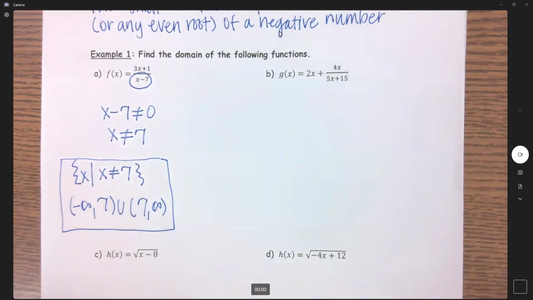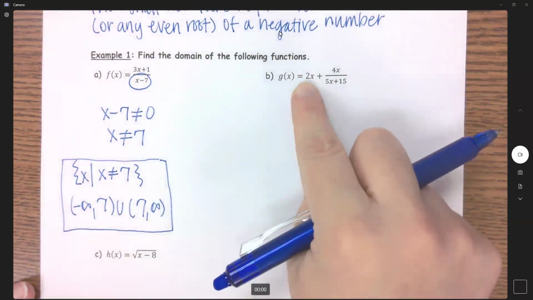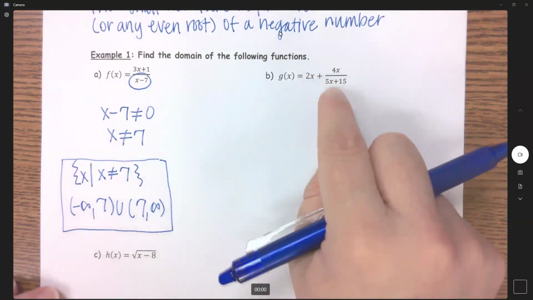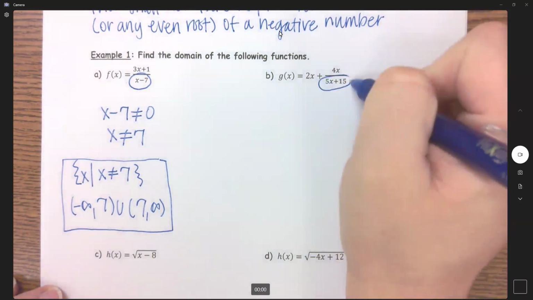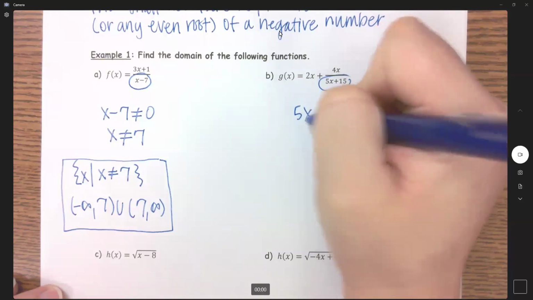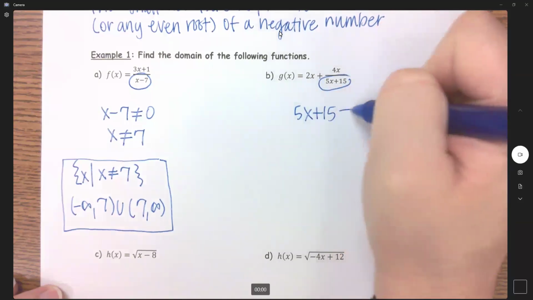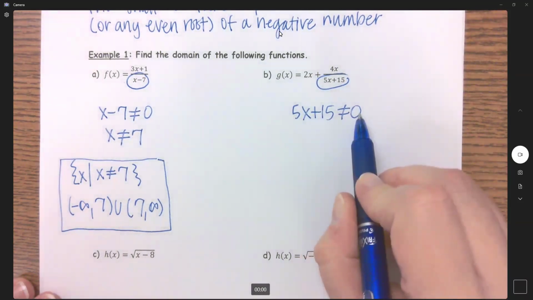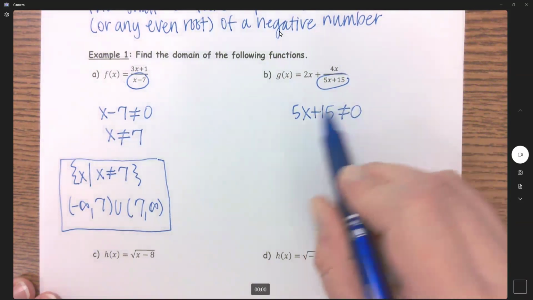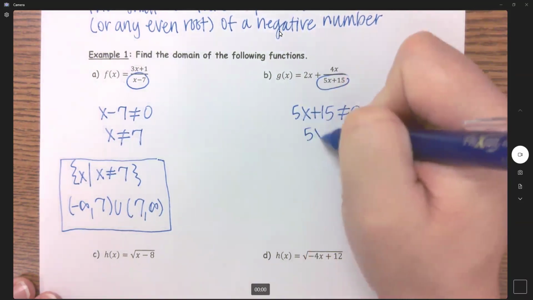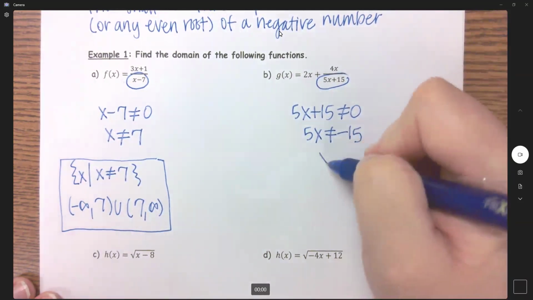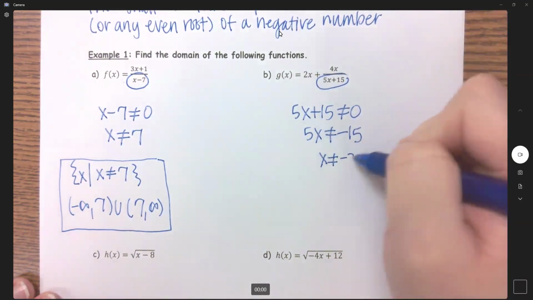Okay, so same thing here. 2x doesn't have a denominator, so I don't need to worry about that. I just care about this denominator here. We have 5x plus 15 cannot equal 0. So solve. What are we doing? Subtract that 15 over, and divide by 5, and we get that x cannot equal -3.